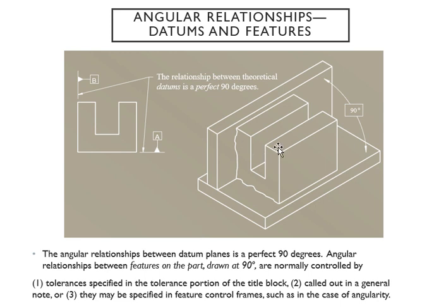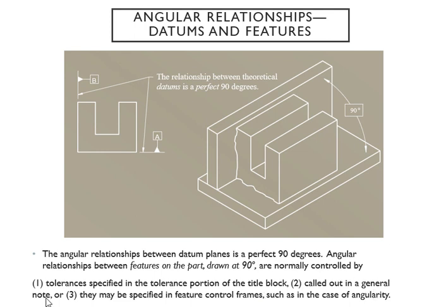All right, so angular relationship, datums and the features. Here we have a part, and you can see A and then B, and that's your datum features. The datums are planes right here: datum plane A and datum plane B for this part. Since they are planes, they are 90 degrees to each other, perfect, as shown right here. So what about the control? How this angle is being controlled is by your tolerances, and you can find it in your tolerance portion in your title block.